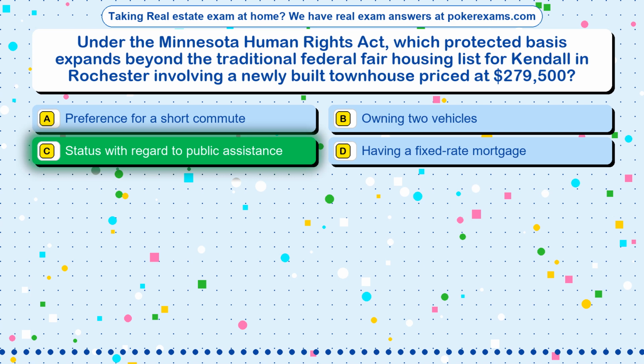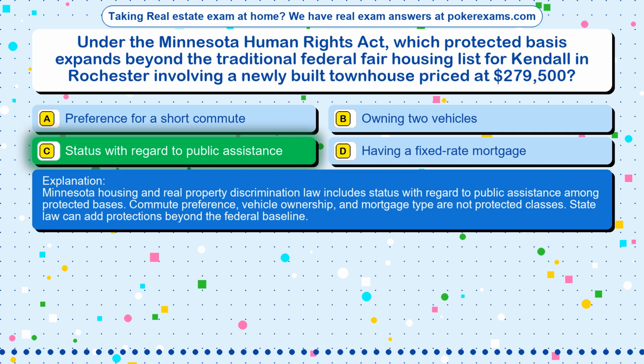The correct answer is option C, status with regard to public assistance. Minnesota housing and real property discrimination law includes status with regard to public assistance among protected bases. Commute preference, vehicle ownership, and mortgage type are not protected classes. State law can add protections beyond the federal baseline.